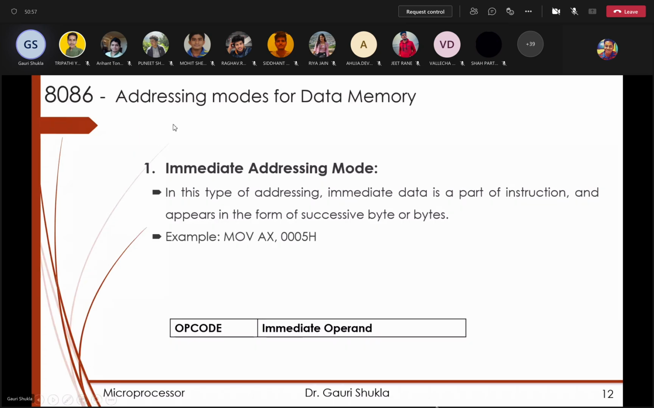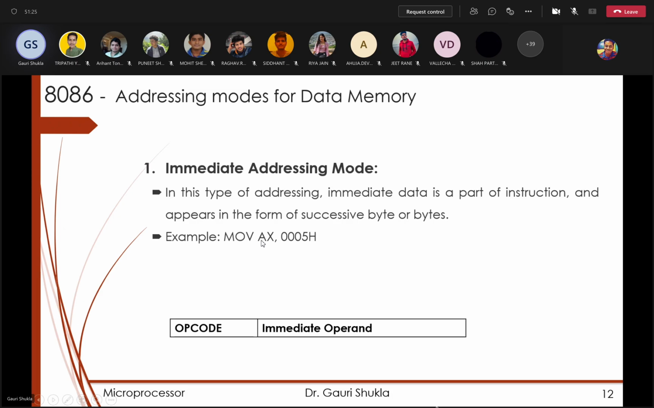So when I write MOV AX, 0005H, what does this mean to you? Those who have not learned 8085 also should know this, but I think your class has done it. What I have told you, this is the opcode. This is my destination, this is my source, right?